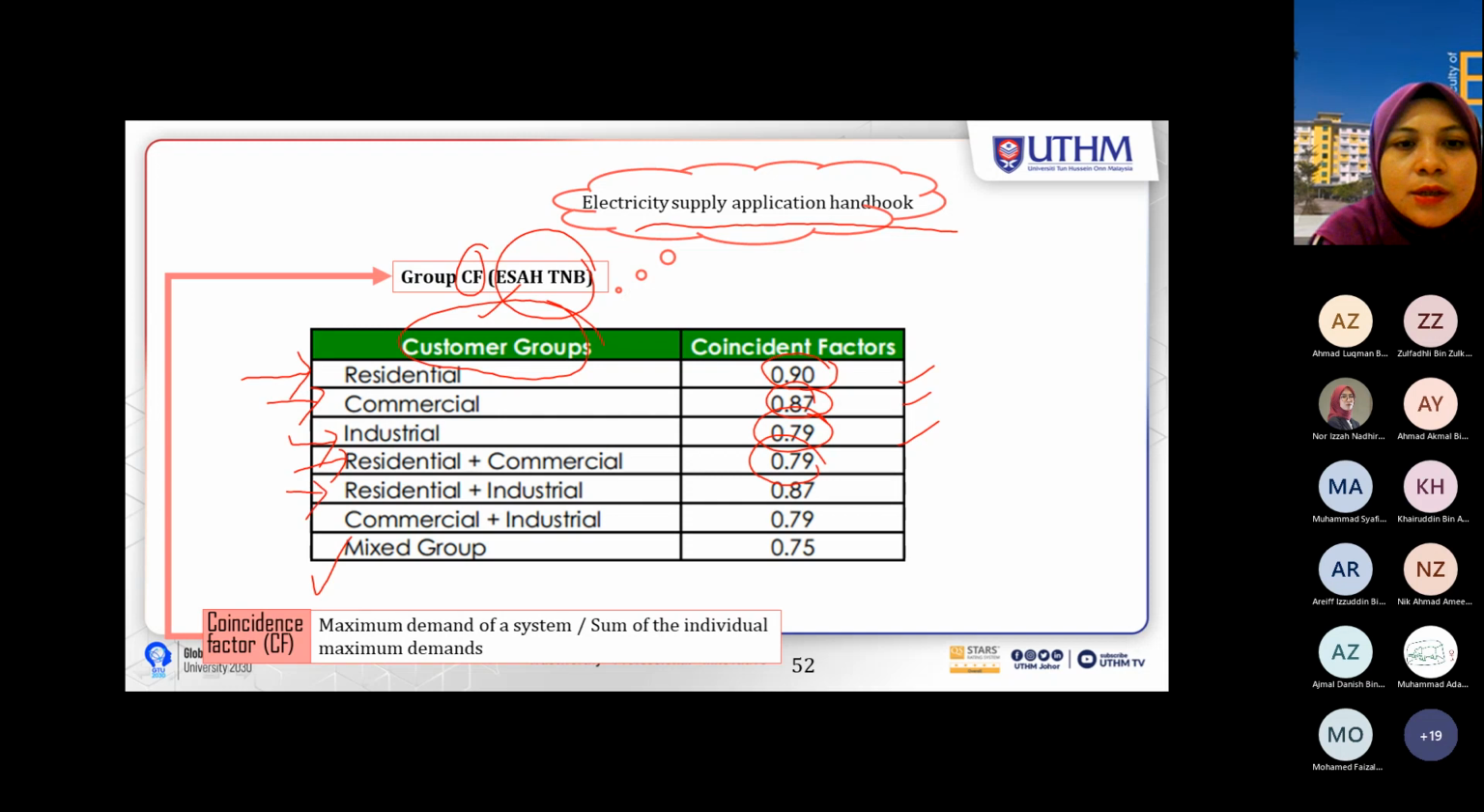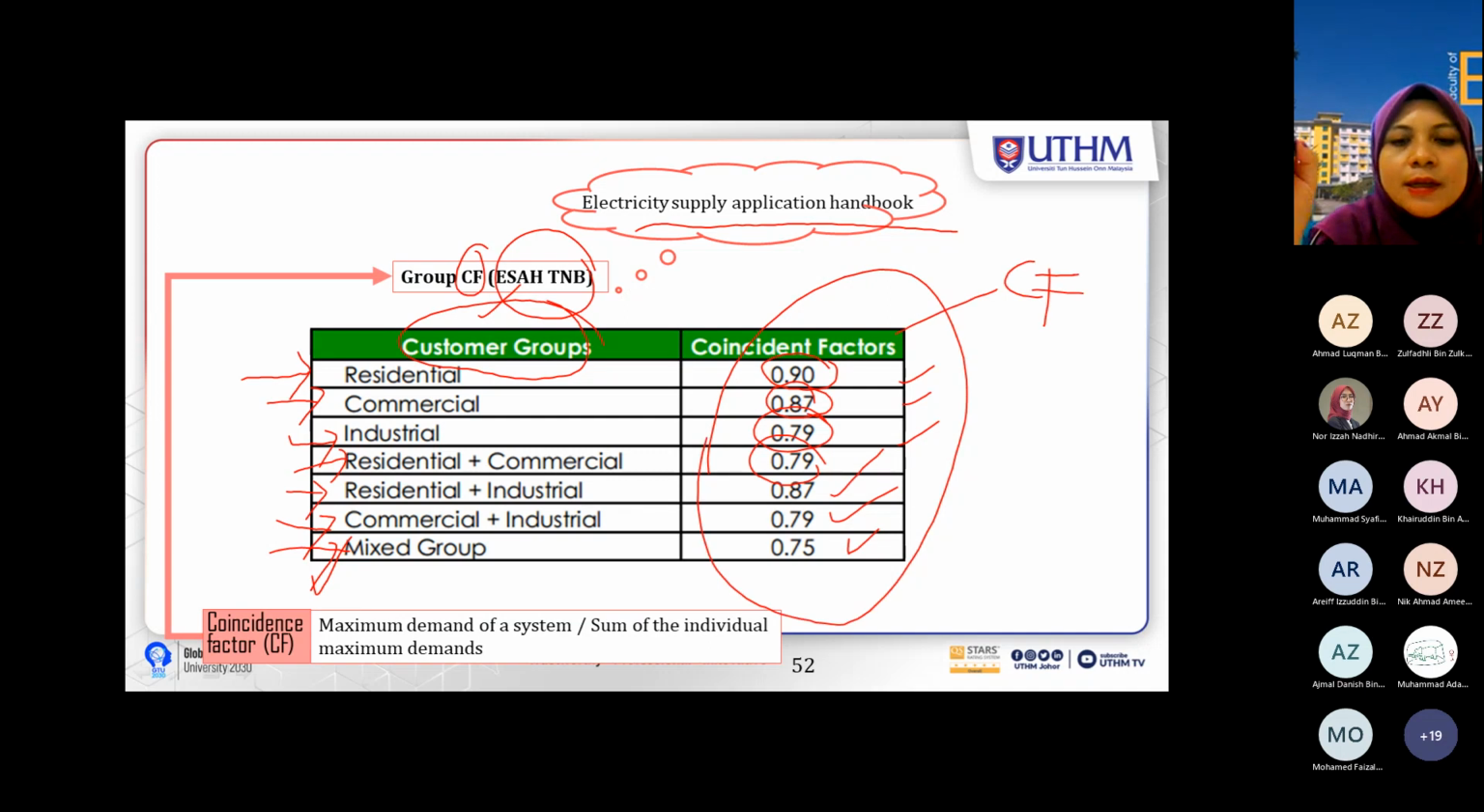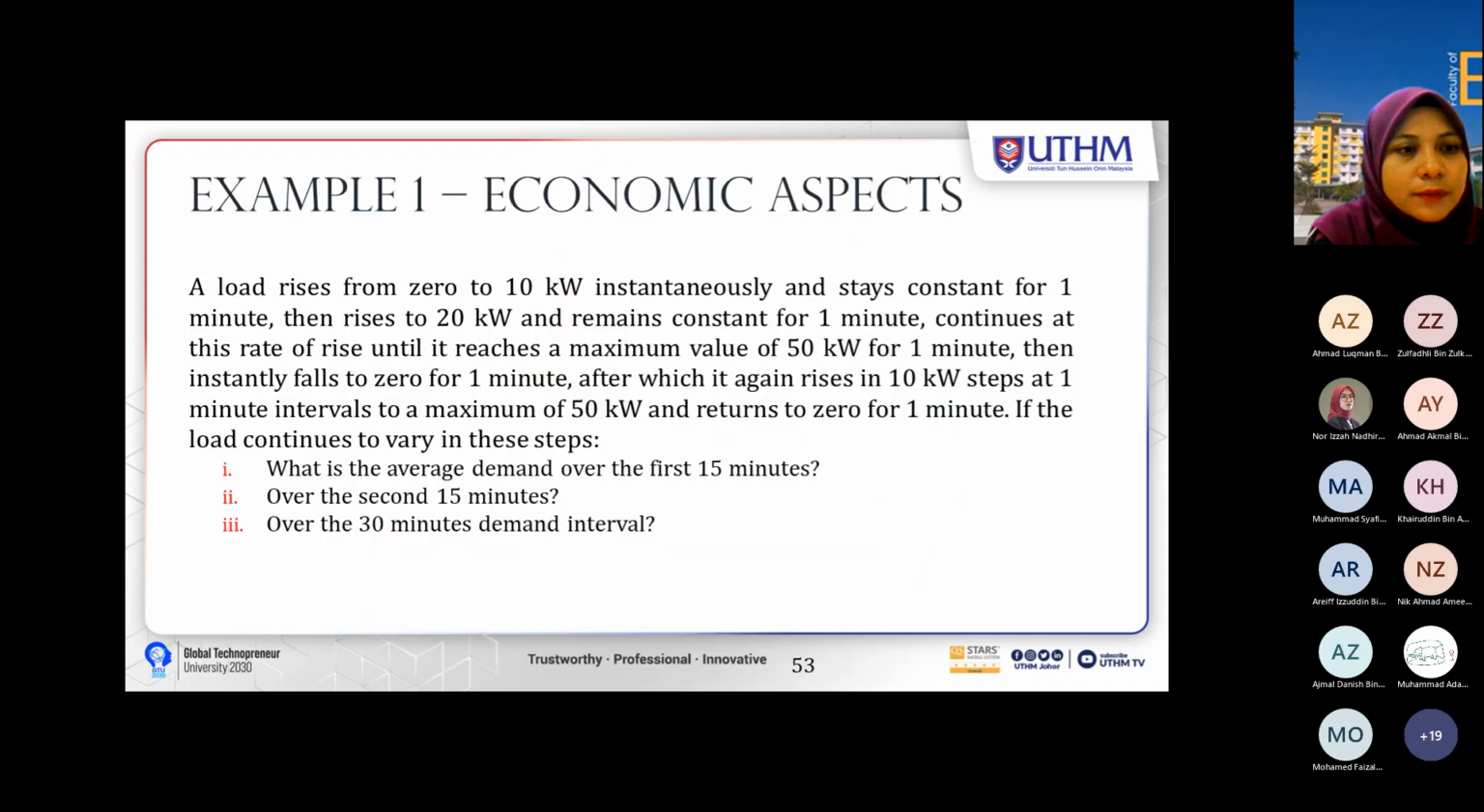Kemudian ada juga residential dengan industrial pun ada 0.87. Commercial dengan industrial 0.79. Mixed group. Kalau dah macam-macam, ada residential, ada commercial, ada industrial, so dia akan jadi 0.75. So we have to consider CF dalam kita punya design nanti. Okay. Alright, kita tengok example. Takut ada yang dah mengantuk-mengantuk ni.